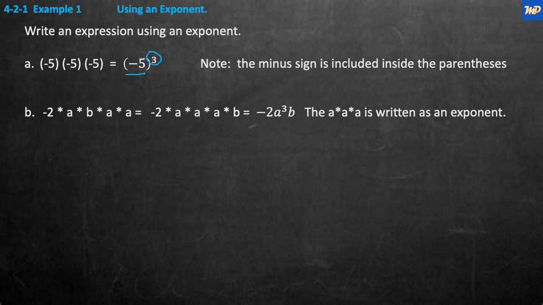Okay, and here on B, we have a -2, and we have a times an a, and times a b, and times an a, and times an a. Okay, so we can switch these around to make it easier to put them together and match them up. So we can say that this is equal to -2 times a times a times a. There's three a's: 1, 2, 3 times b. And that would be equal to negative 2a cubed b. Okay?